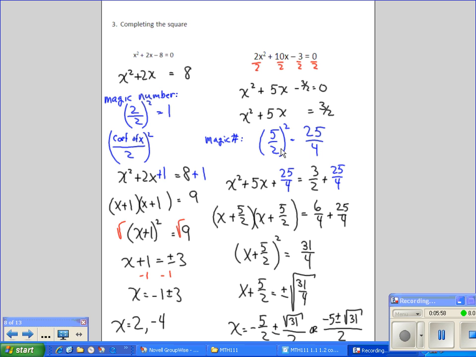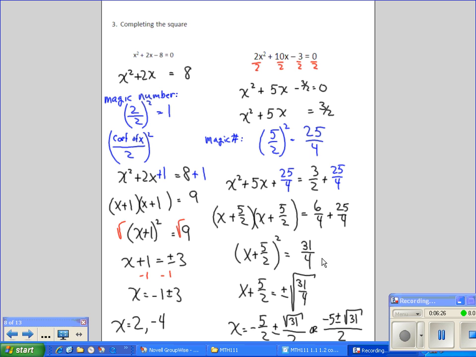And now we need to find the magic number. So we take the coefficient of x, in this case a 5, divided by 2 and squared. 5 squared is 25, 2 squared is 4. It will be easier to leave this as a fraction, so go ahead and do that. Add the 25 over 4 to both sides. The left side factors into (x + 5 halves) times (x + 5 halves). The right side, we can get a common denominator and simplify to get the 31 over 4.